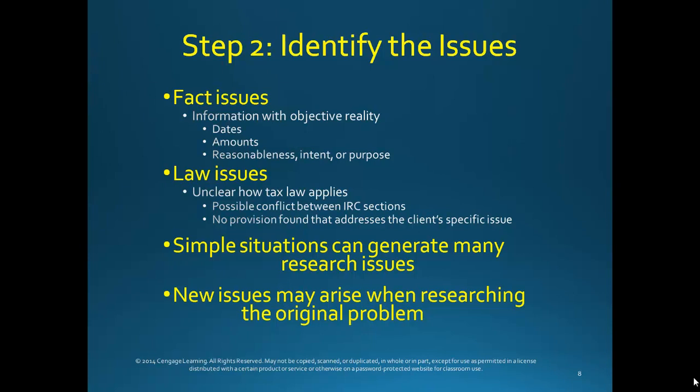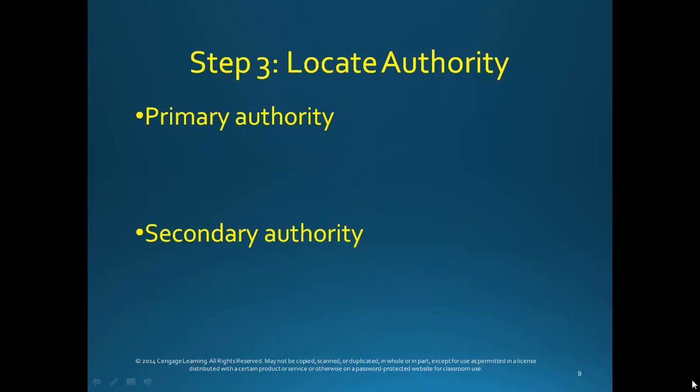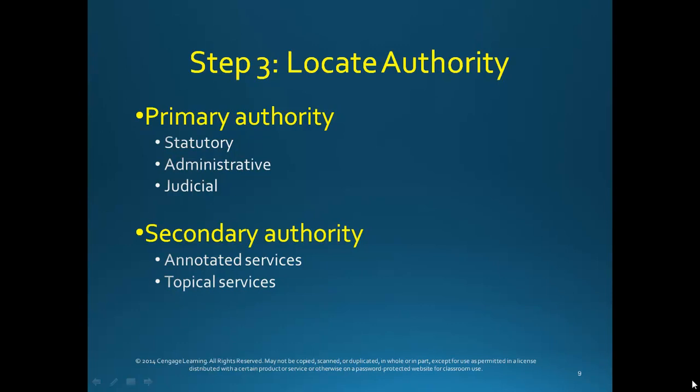As we move to step 3, primary and secondary authority. There's a separate PowerPoint that covers these authorities. Primary includes statutory, administrative, and judicial, and we'll cover these in chapters 3, 4, and 5. Secondary includes annotated sources, topical services, court reporters, and tax journals. These are important, but we want to keep working with our primary authority.